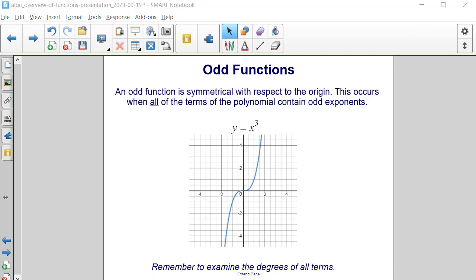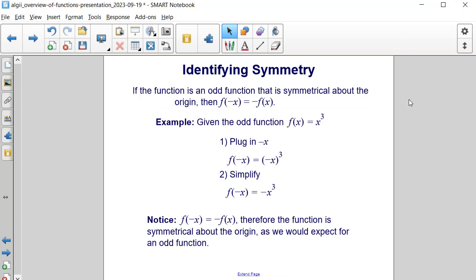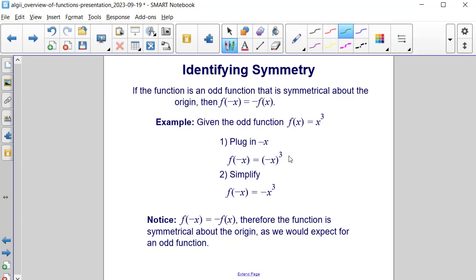If the function is an odd function that is symmetrical about the origin, then f of negative x will be the same as the negative of the function f of x. So here's an example. If we're given the odd function f of x is equal to x cubed, let's substitute negative x in for x. So that would be negative x quantity to the third. And remember, this can be rewritten as negative 1 times x raised to the third power.